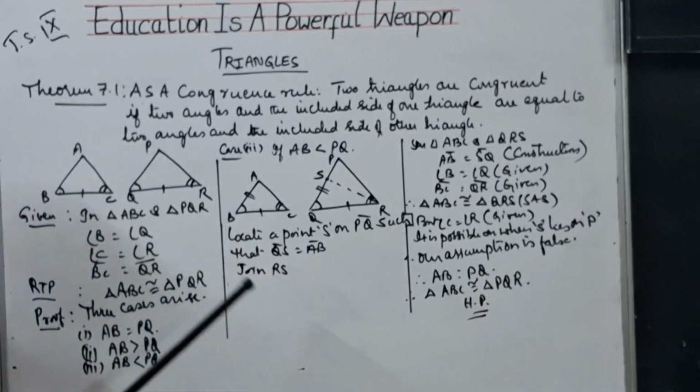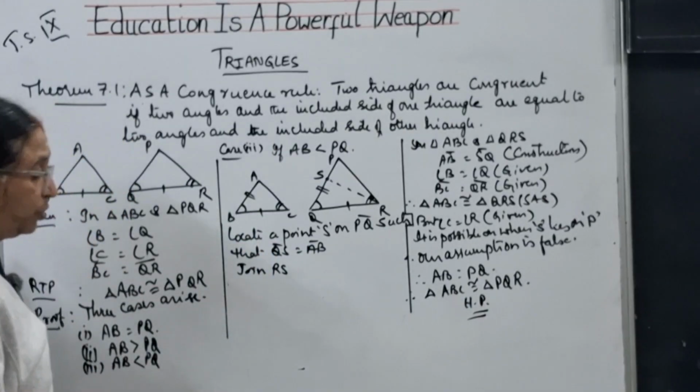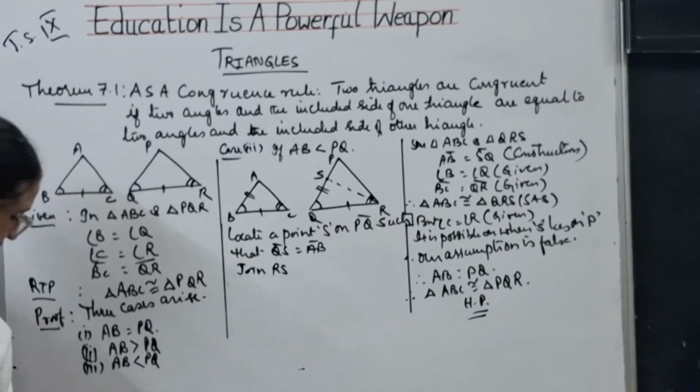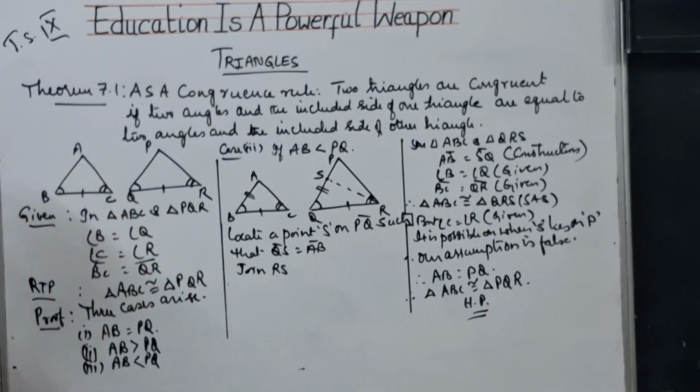So, in all the three cases, we have got AB is equal to PQ and triangle ABC is congruent to triangle PQR. So this is the theorem, children. Please write it and learn it.